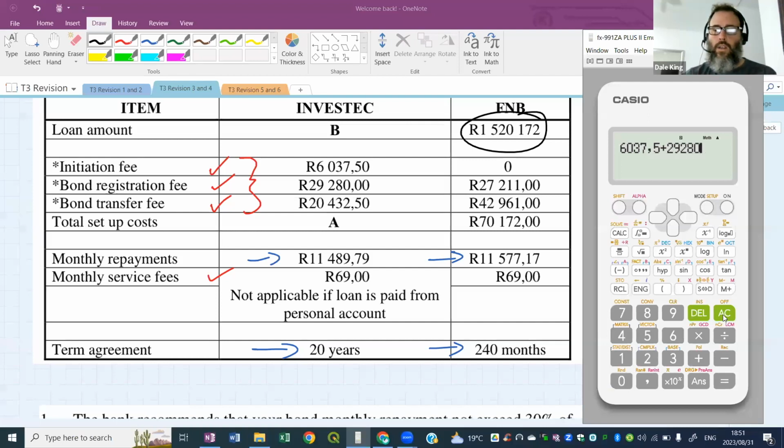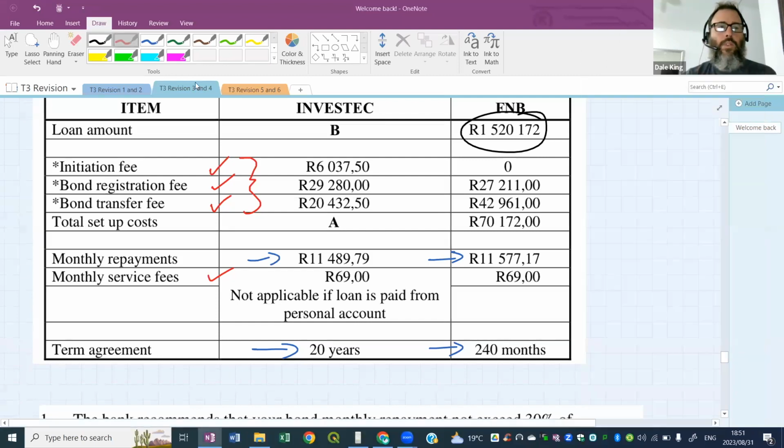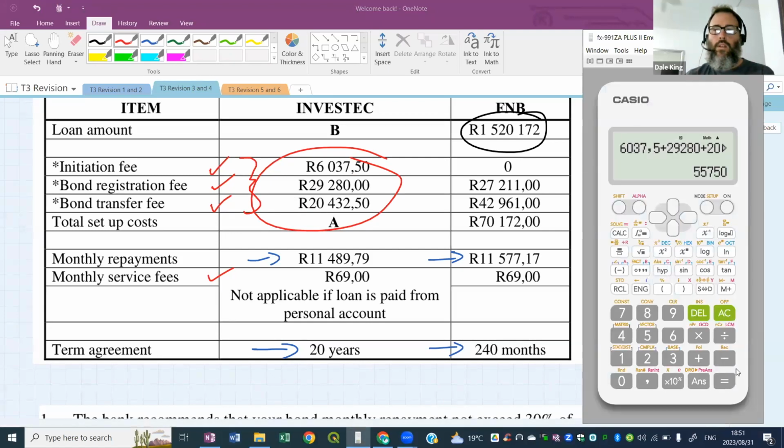29,280 plus 20,432.5. So what am I doing? I'm adding up these three setup costs. What's the total they want? It's 55,750, like you guys are telling me. Yes, you guys are telling me, sir, it's 55,750. You're right. I'll just write it over here.